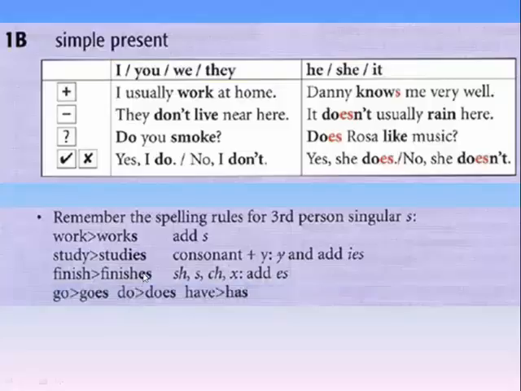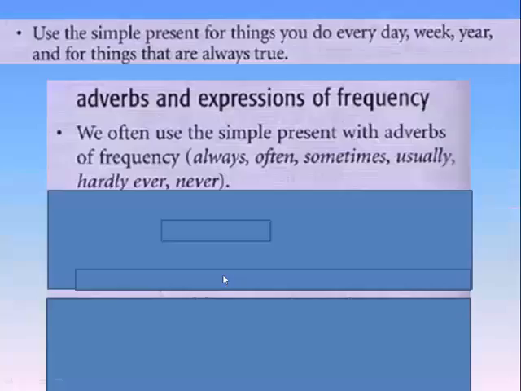And we have some verbs that are a little irregular, and they are very normal verbs. Go, goes, do, does, have, has. So you have 1, 2, 3, 4 things to remember. This is the normal situation. A special situation with a verb that ends in consonant Y. A special situation for verbs that end in sh, s, ch, x. And 3 irregular verbs.